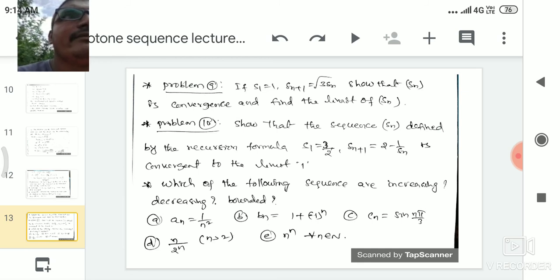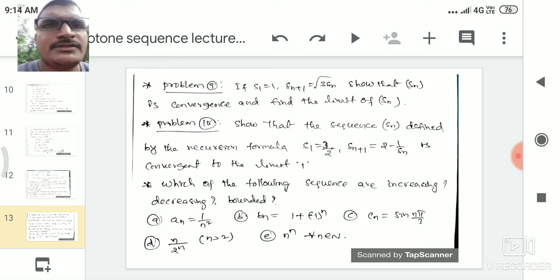Here, if s1 is equal to 1 and s(n+1) is equal to root of 3 into Sn, show that Sn is convergent and also find the limit of Sn. Problem 10. Show that the sequence Sn defined by the recursion formula s1 is equal to 3 by 2, s(n+1) is equal to 2 minus 1 by Sn is convergent to the limit 1.